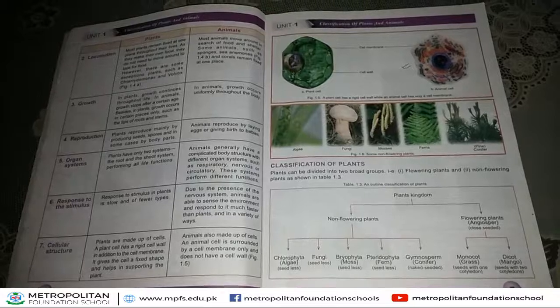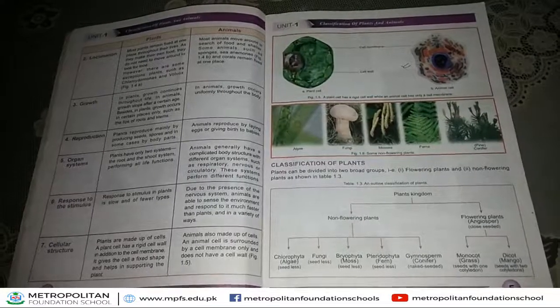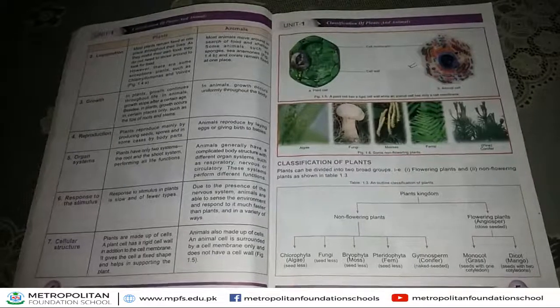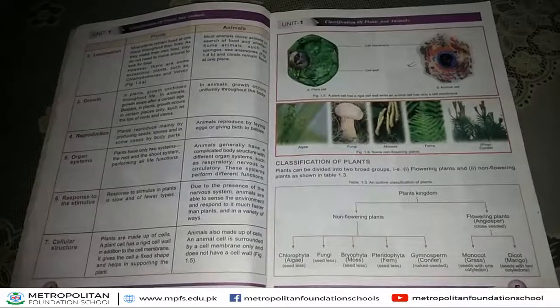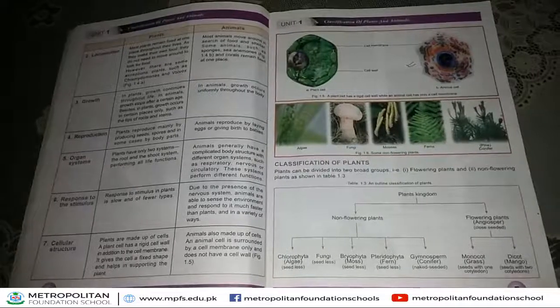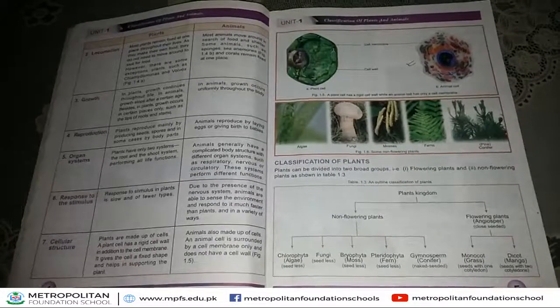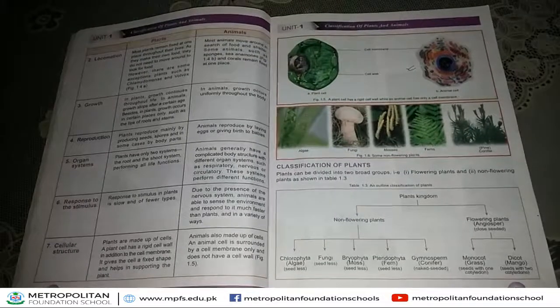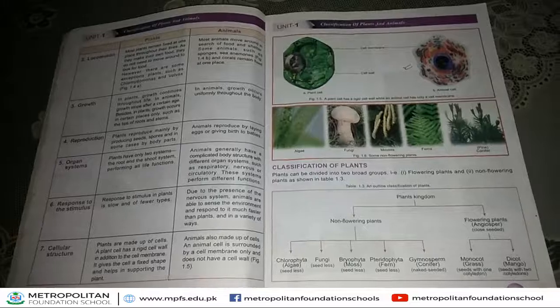What are plants? Plant is defined as, according to scientists, plants are those organisms that have cell wall and chlorophyll. They are called plants.